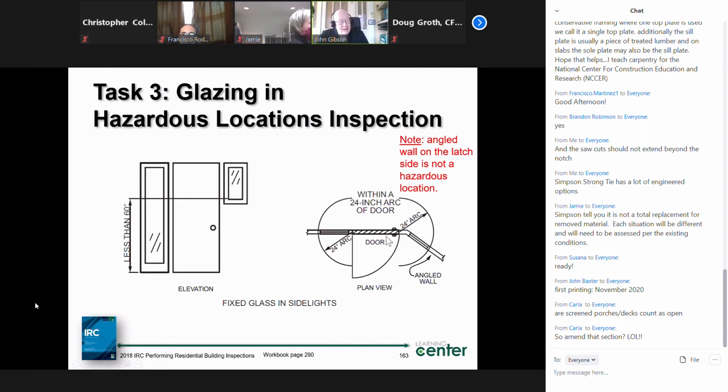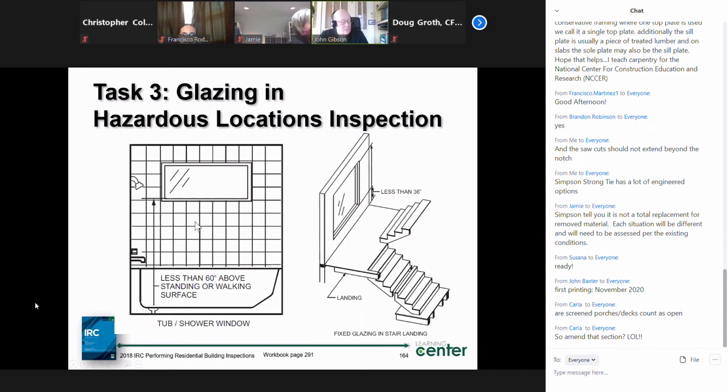So anyway, that's what the language is now. If it's not in the same plane, so if this wall went straight, then this window would need it, unless it was over 60 inches from the floor. But in this case, no, because it's not on the hinge side of the door.